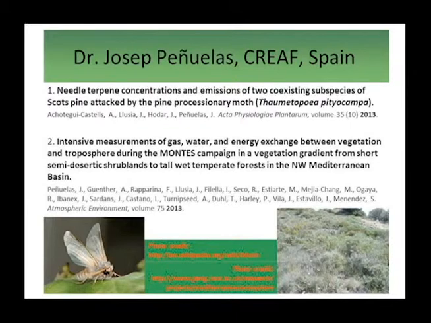The first, needle terpene concentrations and emissions of two coexisting subspecies of Scots pine attacked by the pine processionary moth. And here in the lower left corner, you can see an example of what a male pine processionary moth looks like.